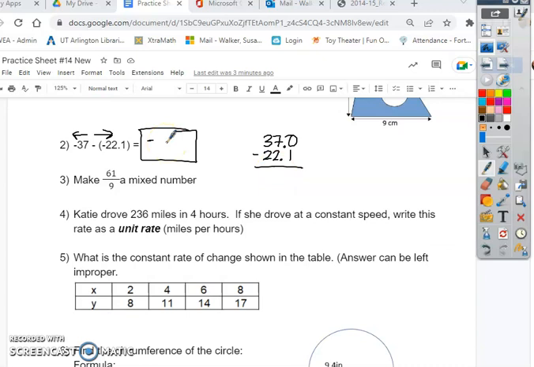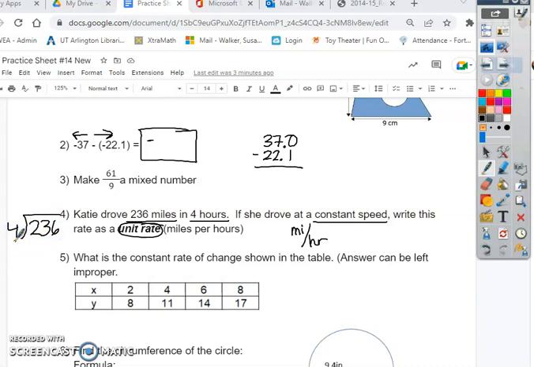Number 3, we've done that I don't know how many times, so I'm not going to do that with you. Number 4, Katie drove 236 miles in 4 hours. If she drove at a constant speed, write this as a unit rate. Remember, a unit rate means you want a 1 on bottom. Okay, so my final answer will be miles per hour. So your job, remember, if I want a unit rate, is to divide it. Okay, so that's going to be your job.